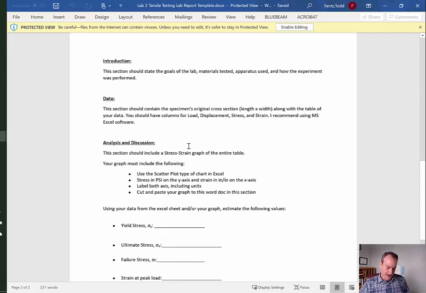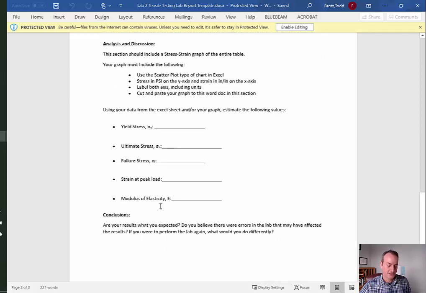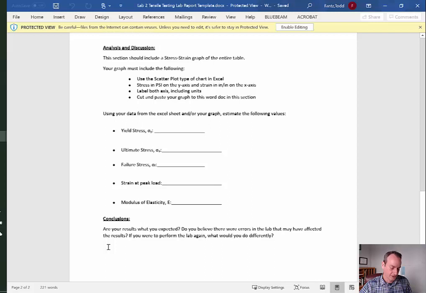Analysis and discussion. Now we need a stress strain graph. It needs to have a scatter plot, this kind of stuff. From that graph, you should find the yield stress, ultimate stress, failure stress, the strain, and that slope, or the modulus of elasticity, those same concepts we just talked about, right? So this is everything we're going to have in this analysis section. Then the last section, the conclusions.